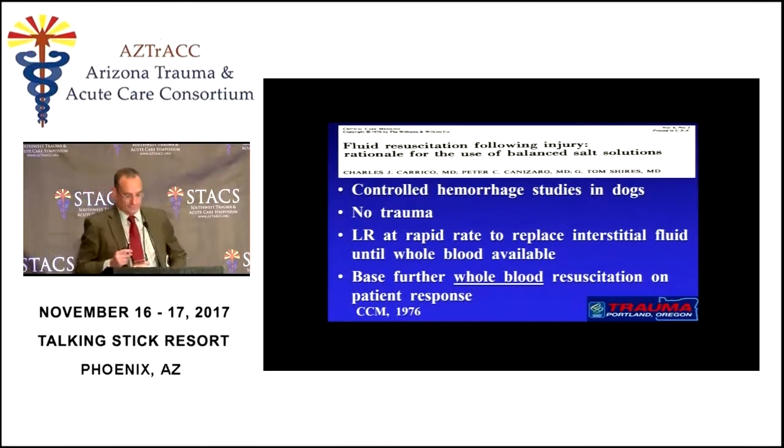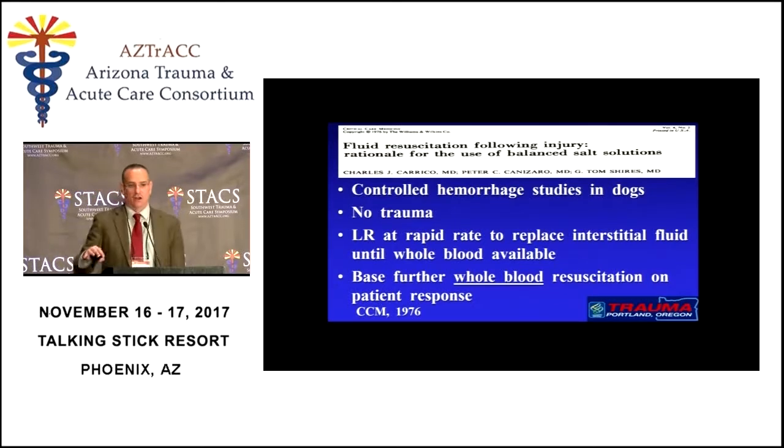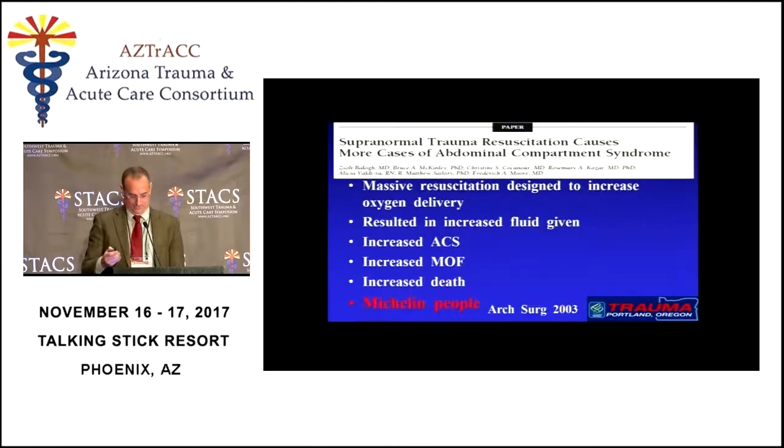Okay? But what happened was their work, even though it was controlled hemorrhage, was actually misinterpreted. What they said was, give LR to replace interstitial fluid until the whole blood is available. Guess what? Everybody forgot the until the whole blood is available part. And it became just give LR. Well, I'm a little bit embarrassed because I'm going to show you a study from Fred here that didn't turn out quite the way he expected.